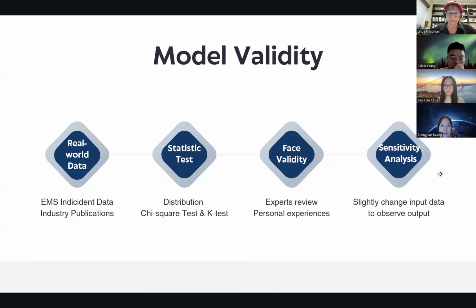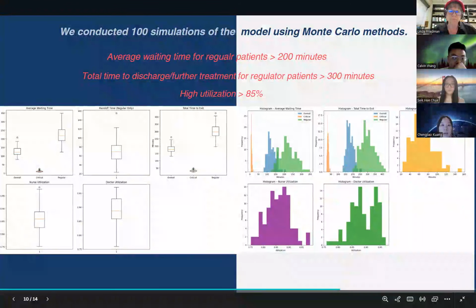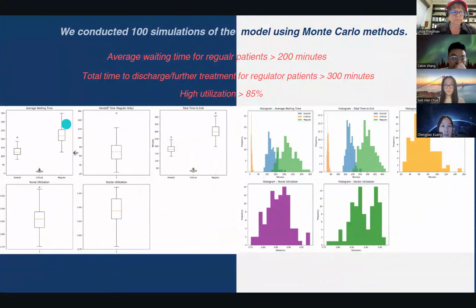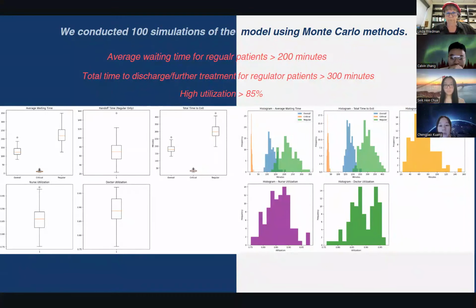Once we validated the model, we conducted 100 simulations of the model using Monte Carlo simulation. As we can see from the graph here, the average waiting time for the regular patient is over 200 minutes, and the total time to discharge or further treatment for regular patients is over 300 minutes, which is really high if you think about it. If you go to an emergency department, it means you think you are seriously ill, and if it takes over 3 hours before you can see a doctor, you might be stressed. So how can NYP Weill Cornell reduce the total waiting time?